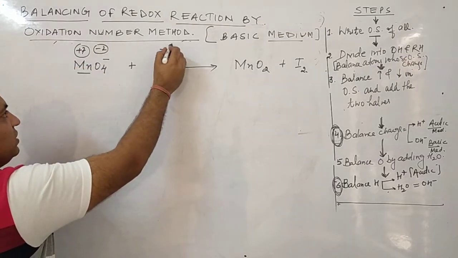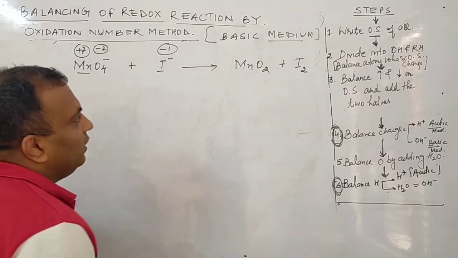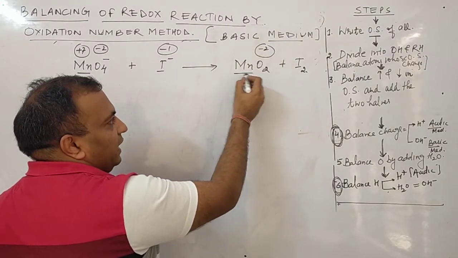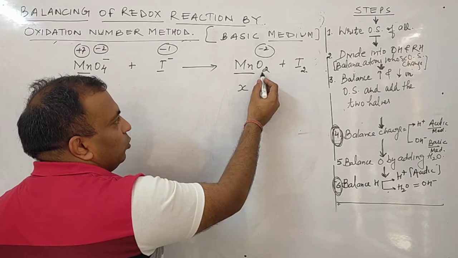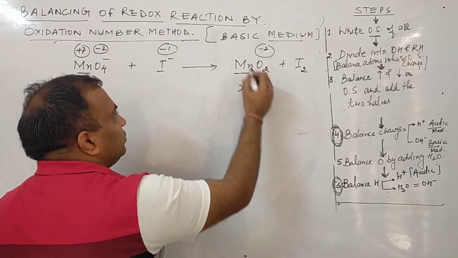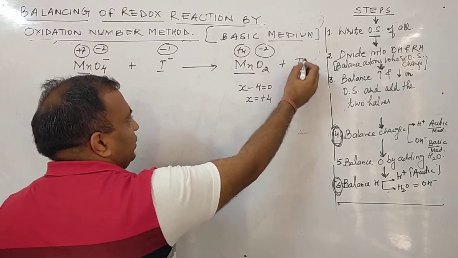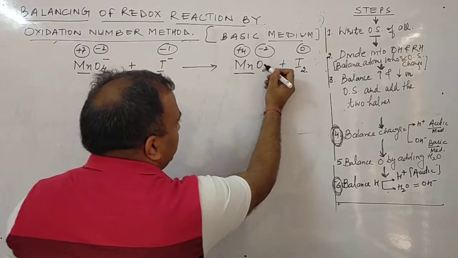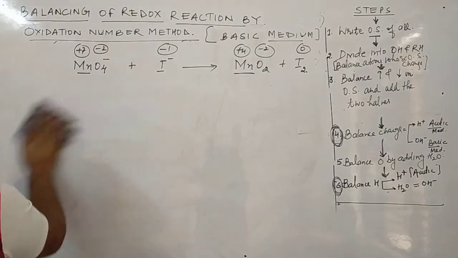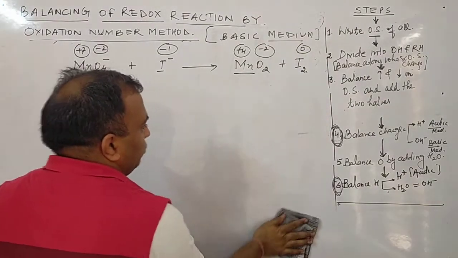I negative, the state is -1. Same in MnO2, the state of oxygen is -2. Mn I have to calculate x. 2 into -2 minus 4 equal to 0. X equal to +4 and I2 0. So this we have find out the state of all the elements. Now what we have to do, just see out.